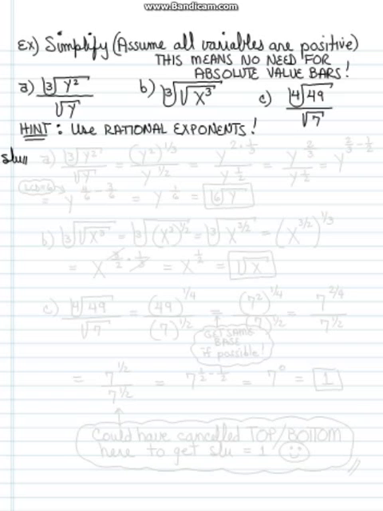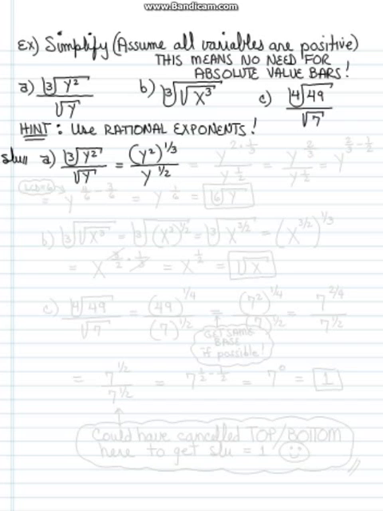Part A is the cube root of y squared over the square root of y. We're going to use rational exponents to simplify this. This is the easiest way to do this when we have unmatching indices. So we're going to rewrite the numerator, third root of y squared, as y squared raised to the 1/3 power. And we're going to rewrite the bottom, the square root of y, as y raised to the 1/2 power.